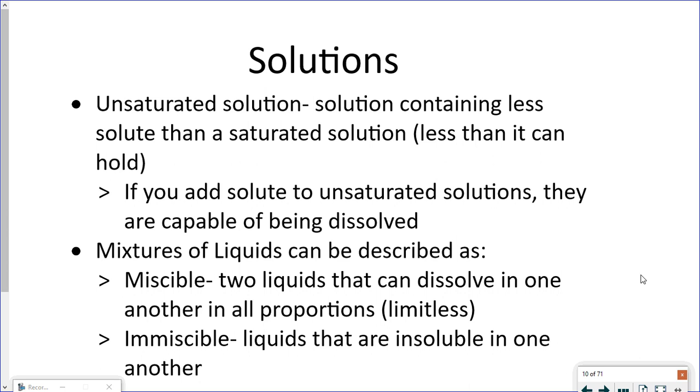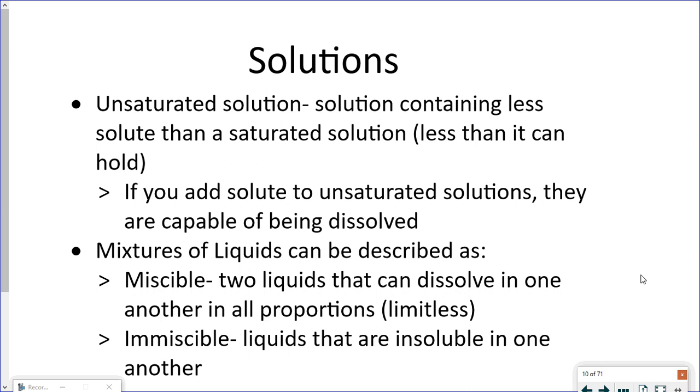So polar substances tend to dissolve other polar substances, or nonpolar substances will dissolve other nonpolar substances. Whereas some things are immiscible. These are liquids that are insoluble in one another, no matter how much the amount is. So think of water and oil.